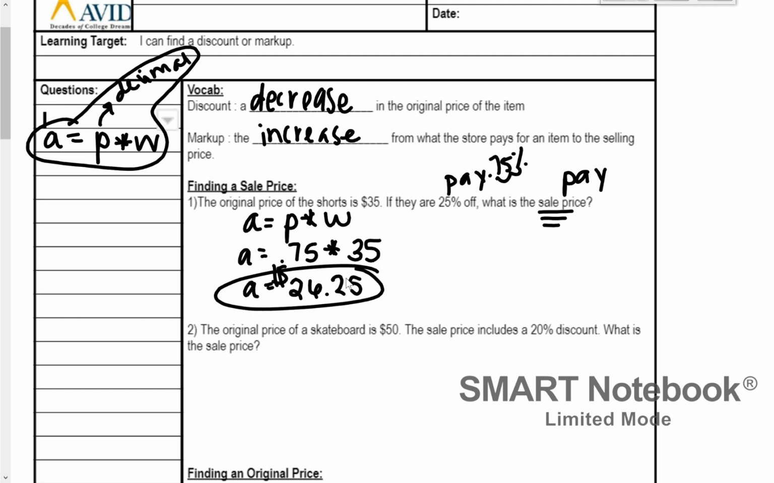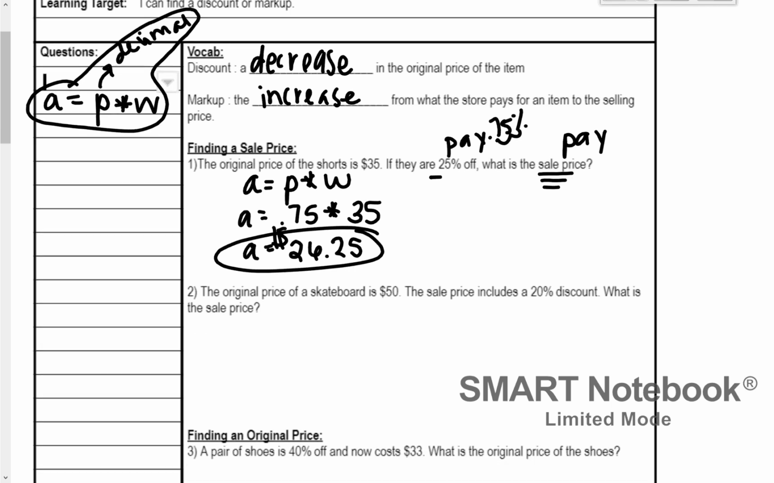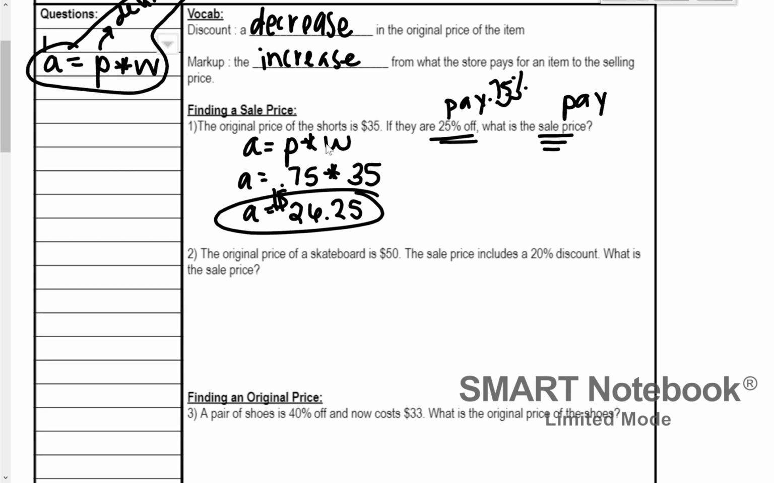Easy peasy. The biggest thing here is that we make sure that we change that percent to the percent that we're paying if it's asking for the price that we're paying. If it's asking us to find how much the discount is, then those would match, so we wouldn't have to change it. But they're asking the price we pay, so we need the percent that we pay.